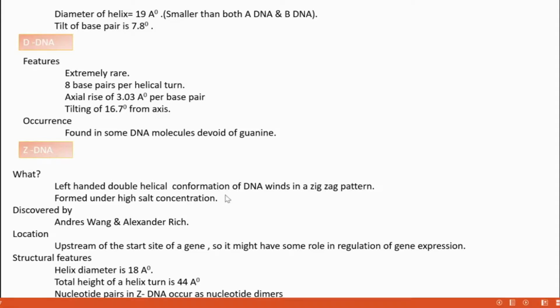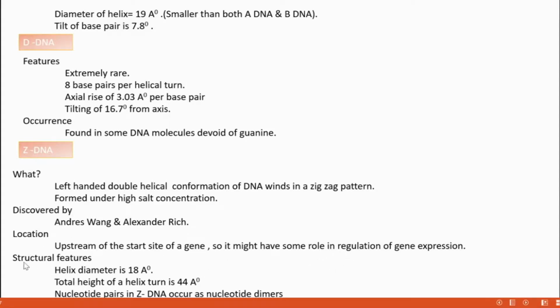If we take B-DNA and rotate it against the right-handed direction, and also stretch it, then this conformation can occur. It was discovered by Andrew Wang and Alexander Rich. Where is it located? This type of DNA is seen in the upstream position or the beginning position of a gene. So that itself indicates that Z-DNA has some role in regulation of gene expression. Because during gene expression, meaning the transcription of a particular gene, Z-DNA has some role in regulation.